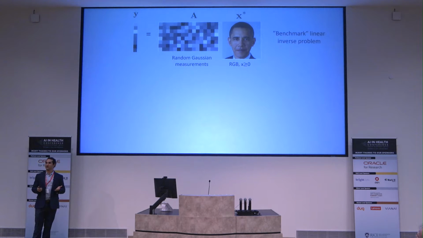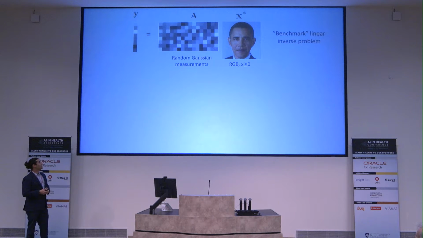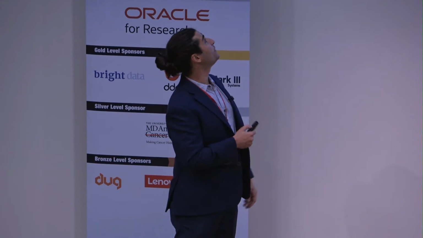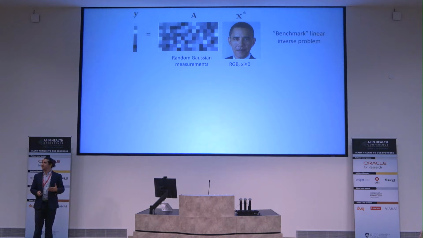And these images are RGB, so they're positive everywhere, or non-negative, with a max value of 255. And we use this simplified matrix called a random Gaussian matrix. It's very different than the way MRI works. And then we get our data. But MRI is very different.